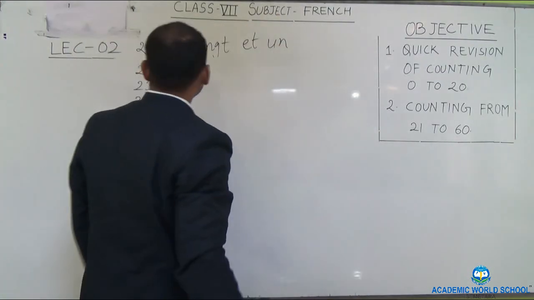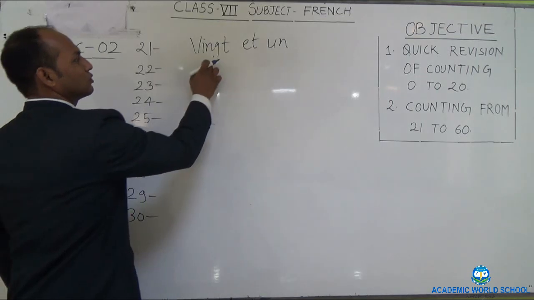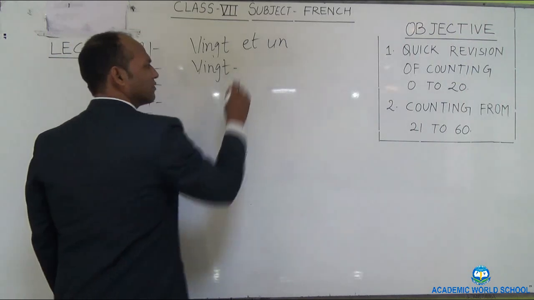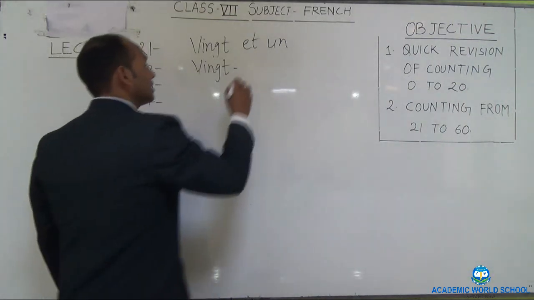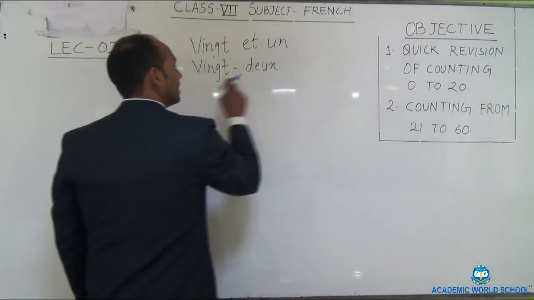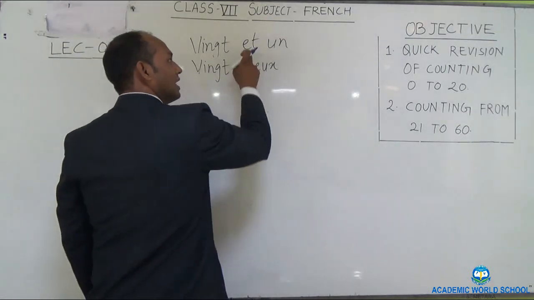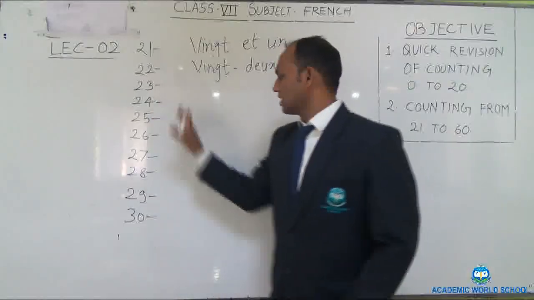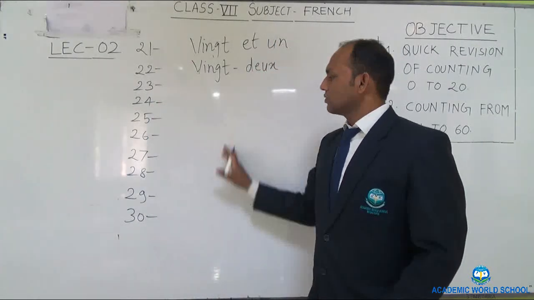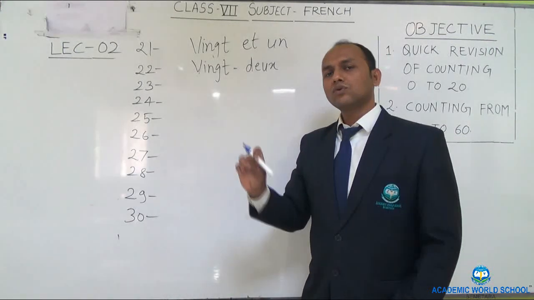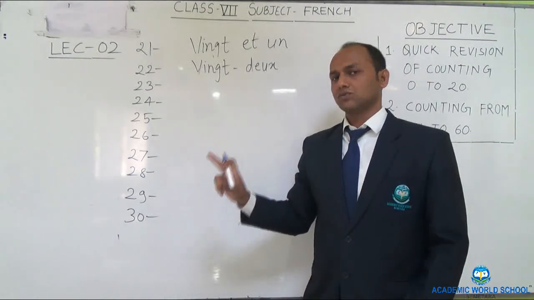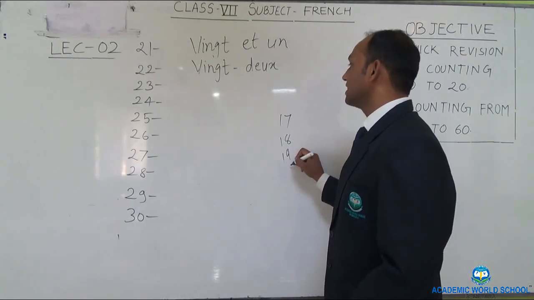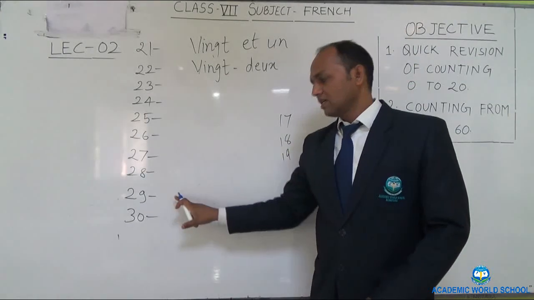Done? So now, 22. What is the word for 20? Vingt. And simply a hyphen we shall use and we will write deux. Again 20 and 2, 22. From here till 29 we will use the same pattern that you need to observe. That was the thing I was asking you to observe. It was happening from 17, 18, 19. Likewise it shall happen till here.